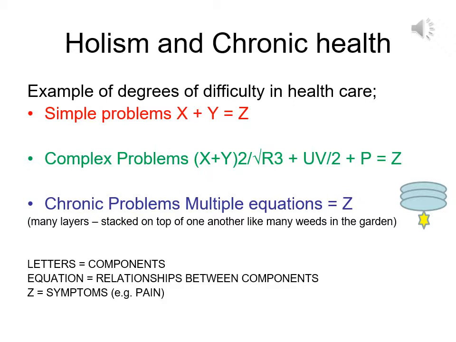Which brings us on to this. I'll just summarise this very quickly. So you could look at chronic health or any health issue in this way. It's like a mathematical problem. So a simple problem might be x plus y equals z. X and y are the components in trouble, and z is the pain that a person feels. So in this case, it might be that L3 and the right QL are in trouble, causing right low back pain. Happy with that?